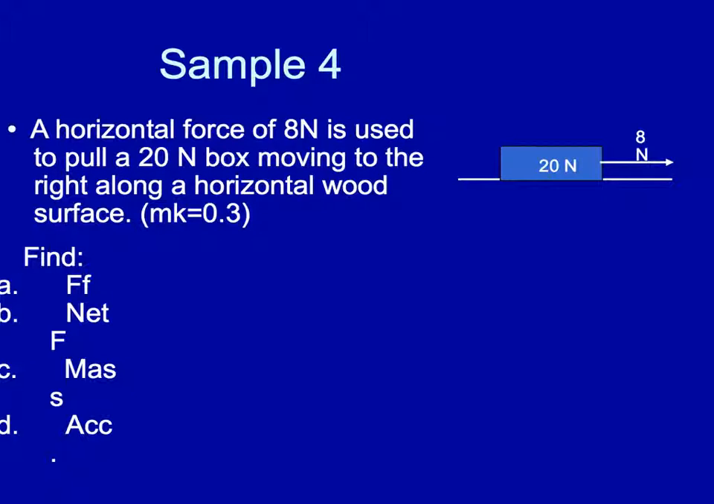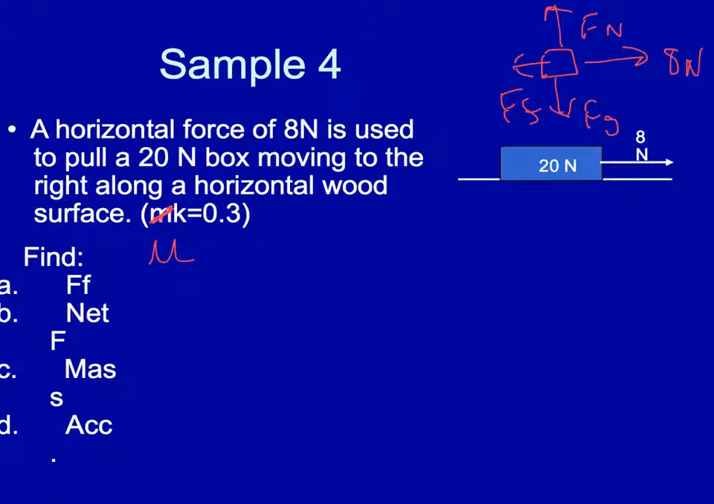Okay, now we have a horizontal force of 8 newtons used to pull a 20 newton box moving right along a horizontal wood surface, and the mu is equal to 0.3. So now, when we draw a free body diagram, we have Fg going down, Fn going up, same length. We have 8 going this way. You can call that the applied force if you want, or just leave it as 8, and friction's going back that way. I'm going to assume friction is less than that, but I don't really know.